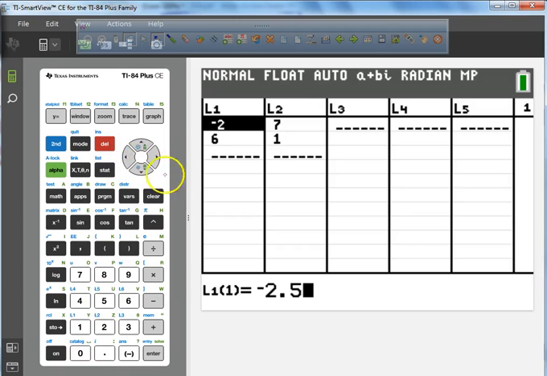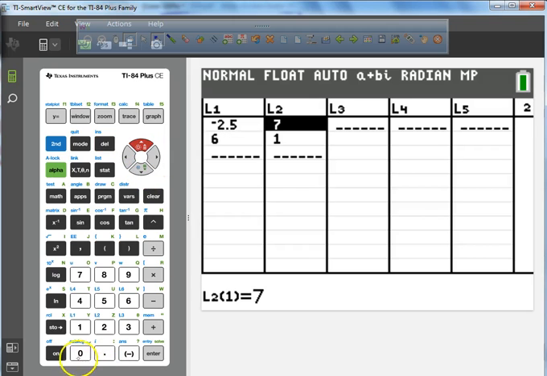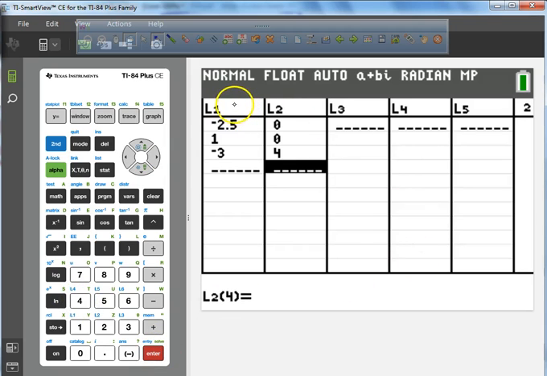2.5, and then that was a 0. And then we had a 1 and a 0. And then we had a negative 3 and 4. All right. So this is L1, that's your x values, those are your y values.